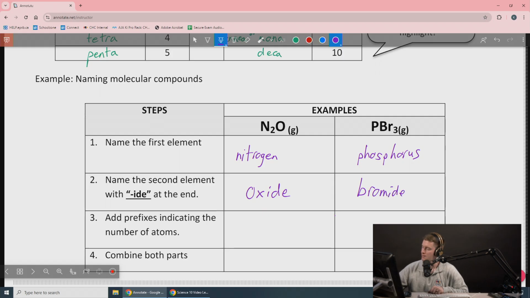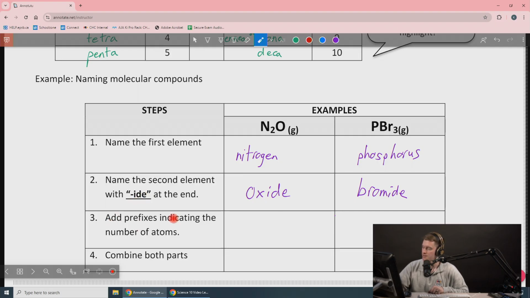That's our second element. This is the first element reading from left to right, second element going from left to right. Nitrogen, oxygen. Nitrogen, oxide. Phosphorus, bromine, phosphorus, bromide. The first element doesn't get any sort of suffix or changing on the ending.